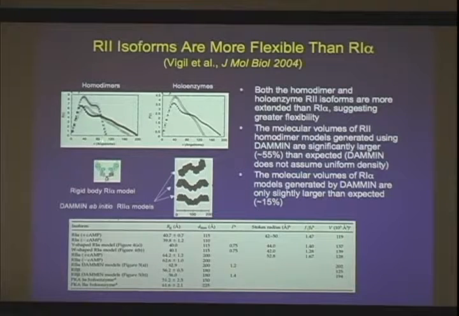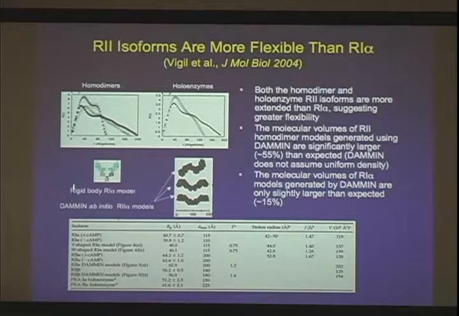This more contracted structure suggests that the R1 alpha isoform is a more rigid structure, whereas the more extended structures are likely to be more dynamic. And we can support that with a little bit more data.